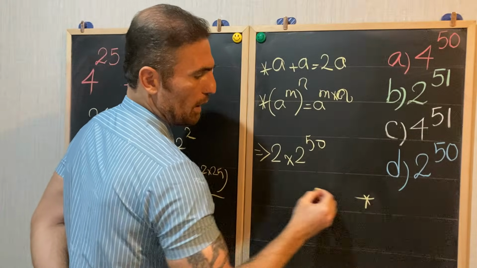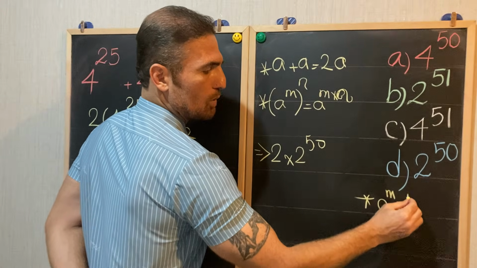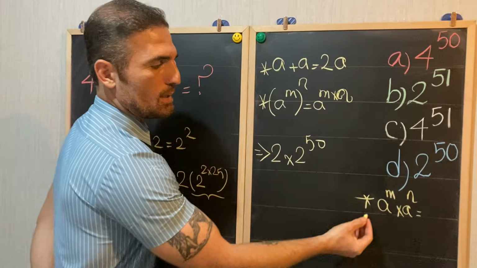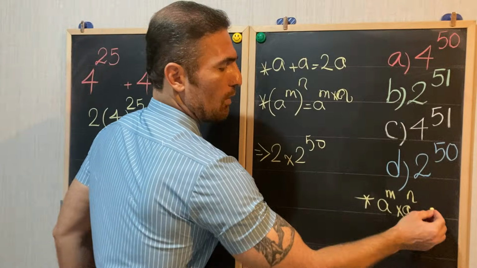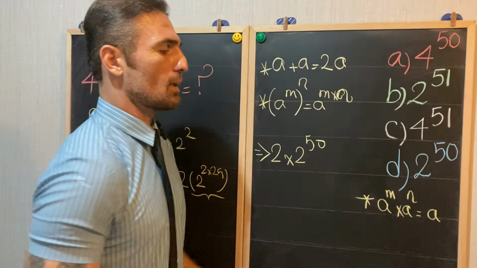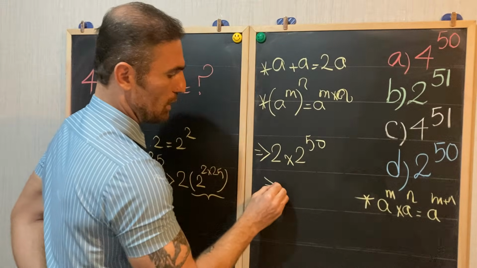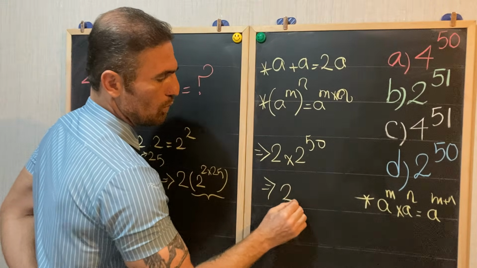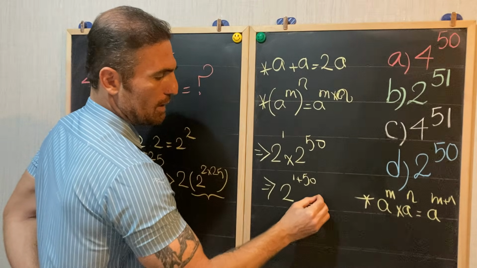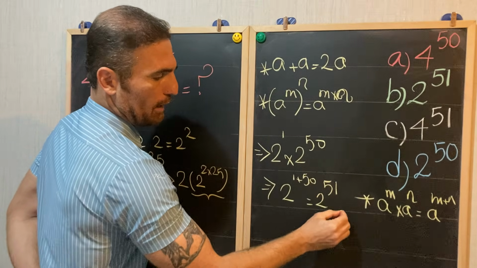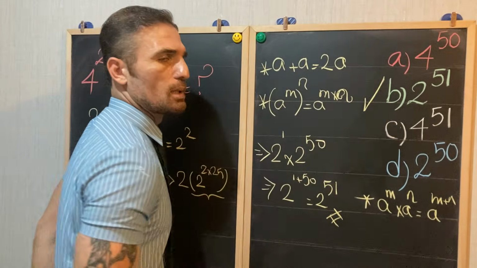Next rule, let me write it here. a to the power of m times a to the power of n. Same base, different exponent. It is enough to write one base and add the exponents, m plus n. Therefore, the answer is going to be 2 to the power of 1 plus 50 equals 2 to the power of 51. And this is our answer, option A. No, option B is the answer.